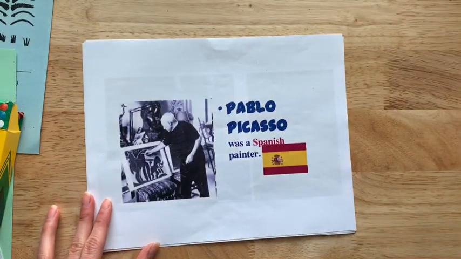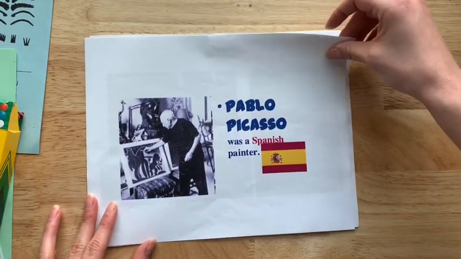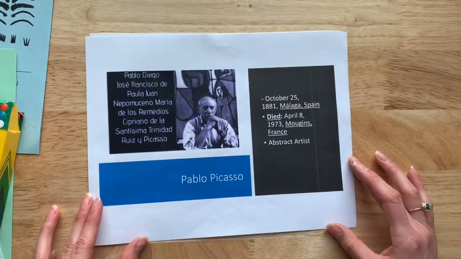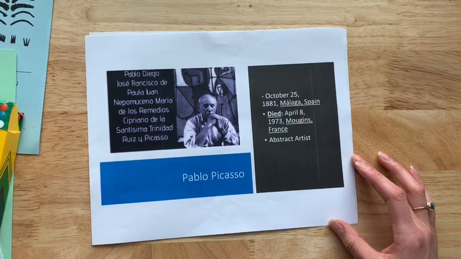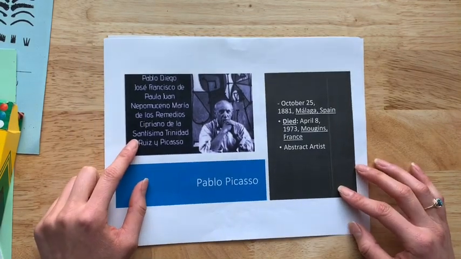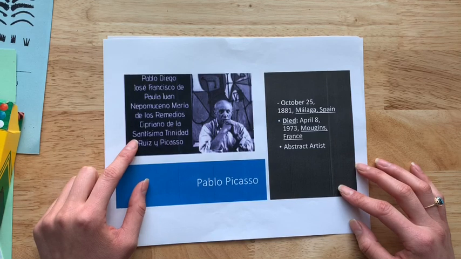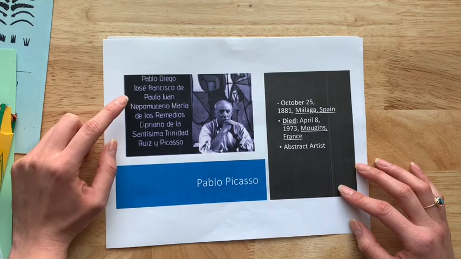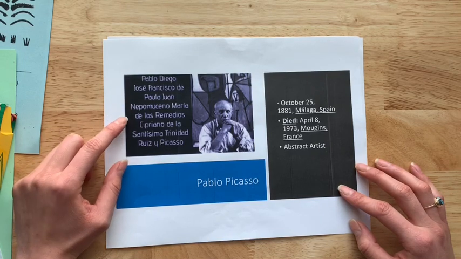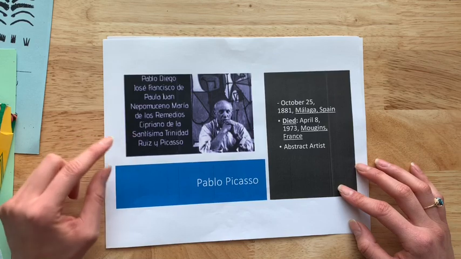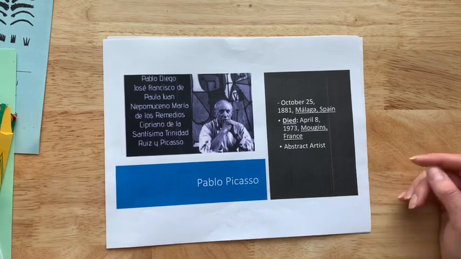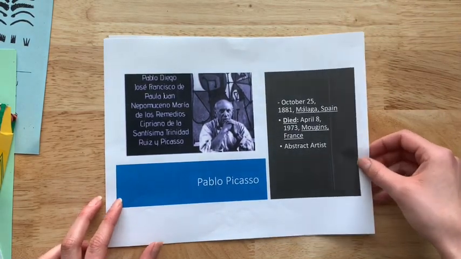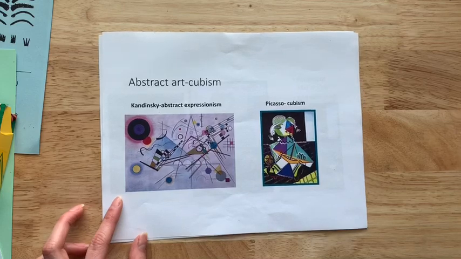Okay. So Picasso was a Spanish painter, born in Malaga, Spain, and he is not alive today, unfortunately, and he passed away in France. And this right here is actually his whole name. So he wasn't just known as Pablo Picasso, but he was known as Pablo Diego José Francisco de Paula Juan Nepomuceno María de Remedios Cipriano de Santísima Trinidad Ruiz y Picasso, if I said that correctly. Okay, and again, he was known as an abstract artist, specifically as a cubist artist.